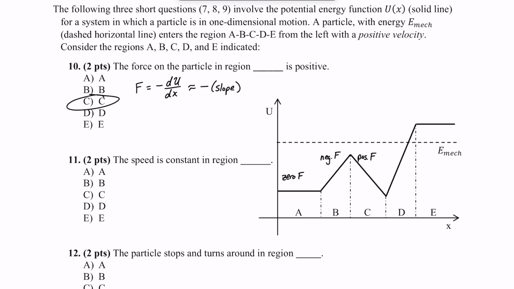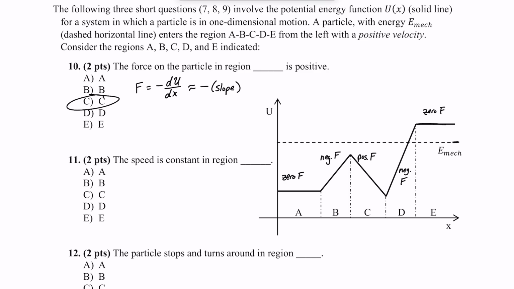So C. But just continuing on, in region D, we again have a positive slope. The negative of a positive gives us a negative, so force is also going to be negative in region D. And the particle never actually reaches region E because it doesn't have the energy to get up here, because its total energy is represented by this dashed line, but if it were to do so, there would also be 0 force on it.